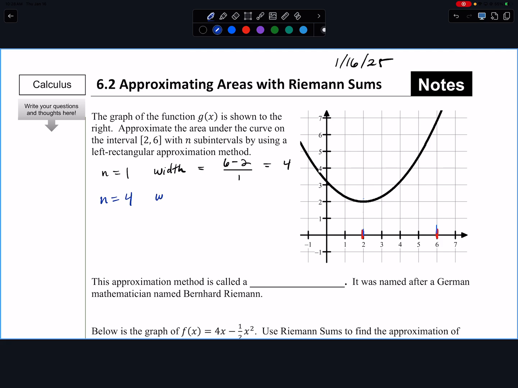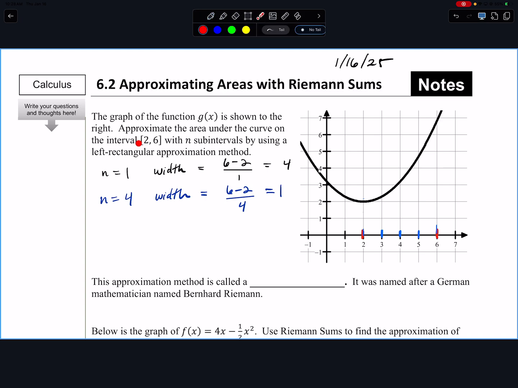So if the width is 4, or sorry, if n is 4, then the width is going to be 6 minus 2 divided by 4. What's 6 minus 2? 4. What's 4 divided by 4? 1. So that means the width of each rectangle is going to be 1. So from 2 to 3, that's 1. From 3 to 4, that's 1. From 4 to 5, that's 1. And from 5 to 6, that's 1.